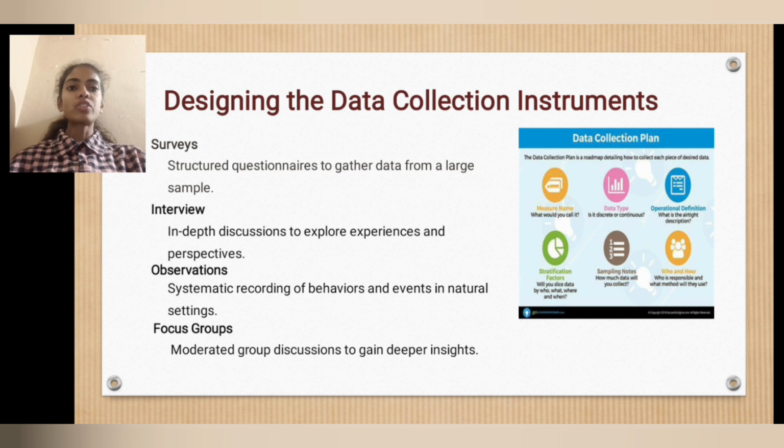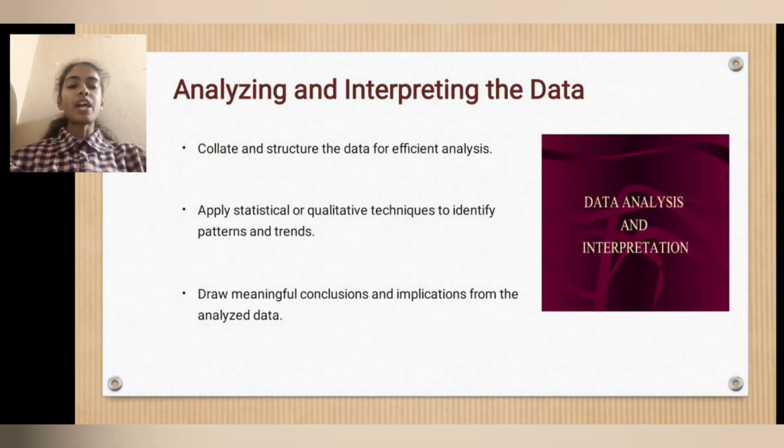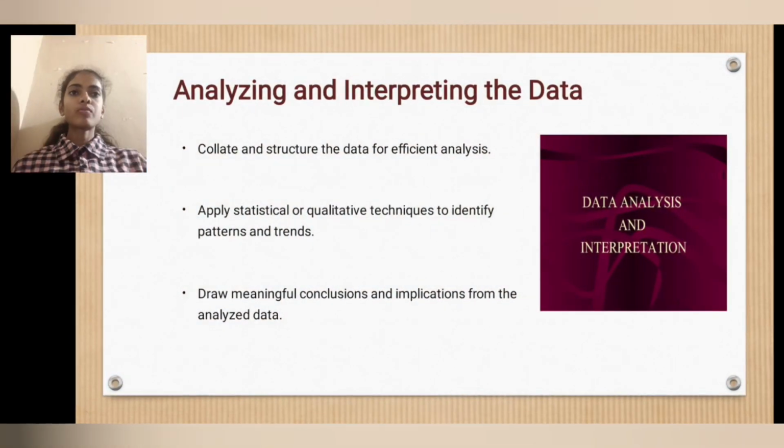In surveys, structured questionnaires gather data from a large sample. In interviews, in-depth discussion explores experiences and perspectives. In observations, systematic recording of behaviors and events in natural settings. Focus groups: moderated group discussions to gain deeper insights. Next step is analyzing and interpreting the data.